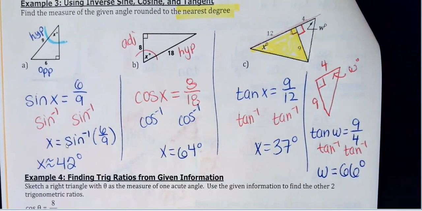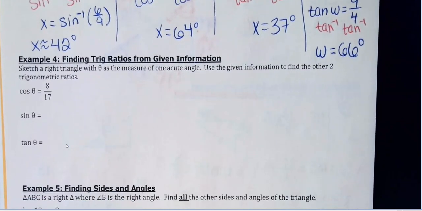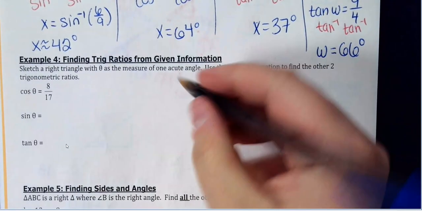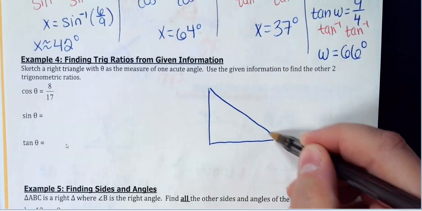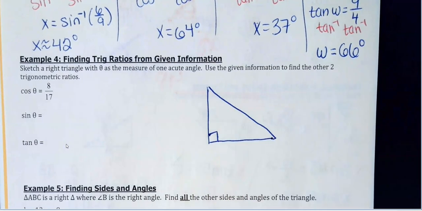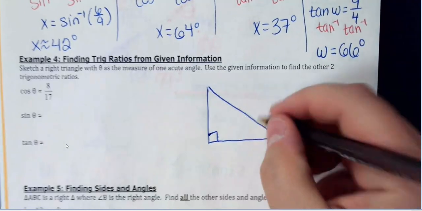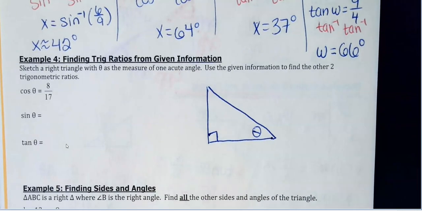Okay, the last two are slightly challenging here. So we're going to draw a picture for this next example. So it says finding trig ratios from given information. Sketch a right triangle. So I'm just going to, I'm sure not to scale, just sketch a right triangle to the best of my ability. And it says with theta as the measure of one acute angle. So not the right angle, whichever one, I'm just going to put it down here in the bottom right corner. But just make one of the other angles, just label it with a little theta.